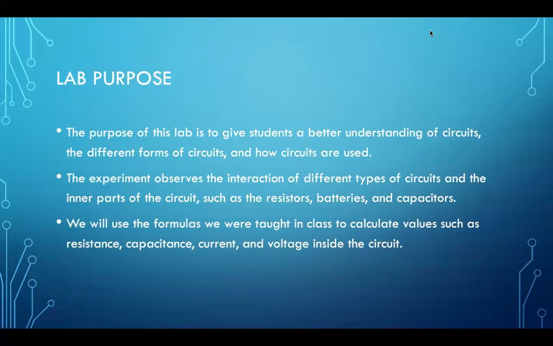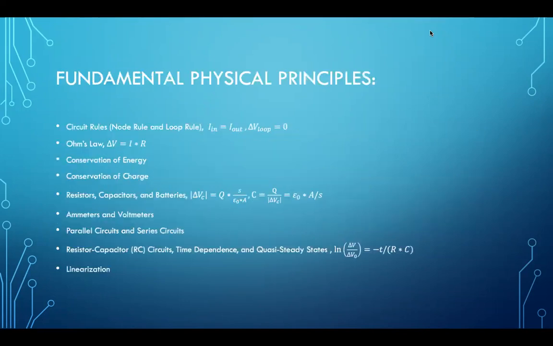The purpose of this lab is to give students a better understanding of circuits, the different forms of circuits, and how circuits are used. The experiment observes the interaction of different types of circuits and the inner parts of the circuit, such as the resistors, batteries, and capacitors. We will use the formulas we were taught in class to calculate values such as resistance, capacitance, current, and voltage inside the circuit.